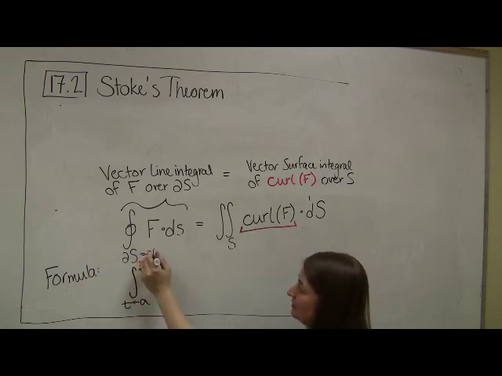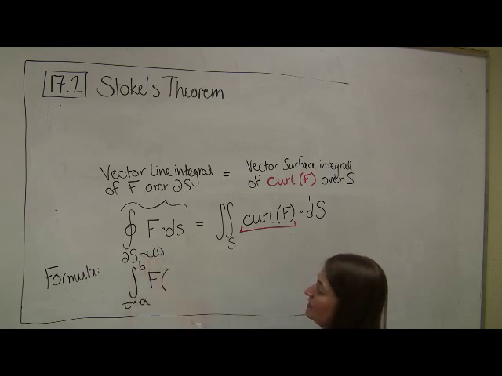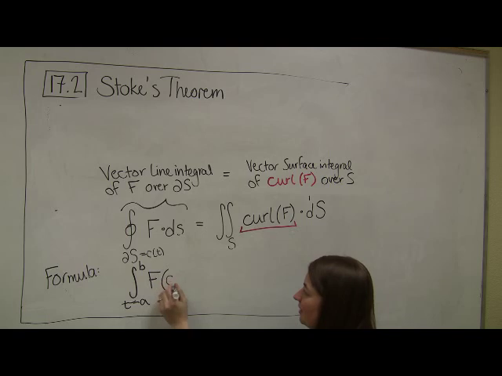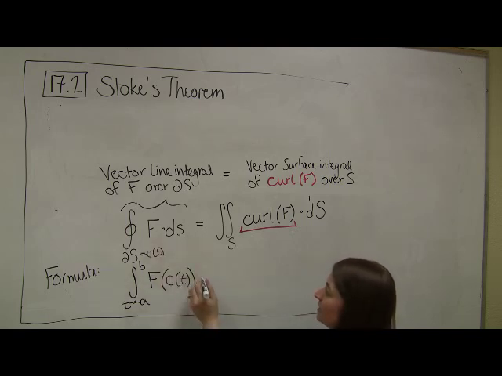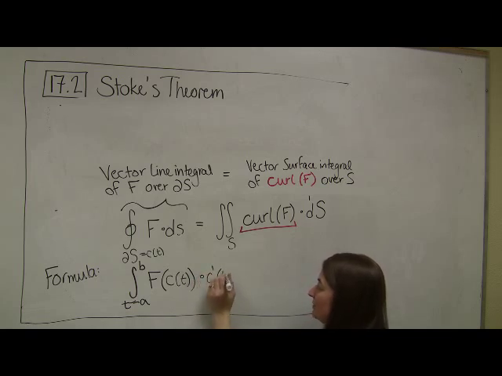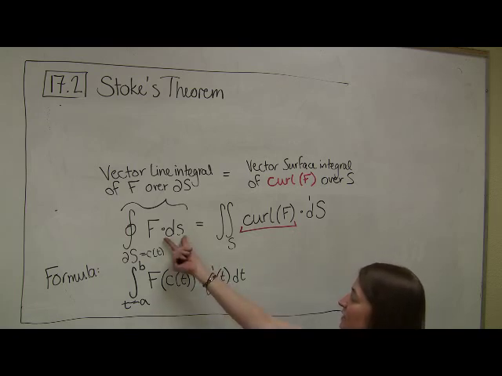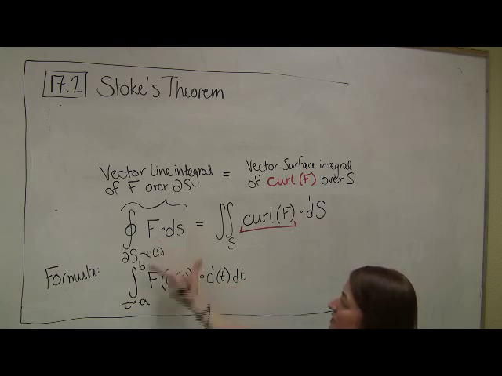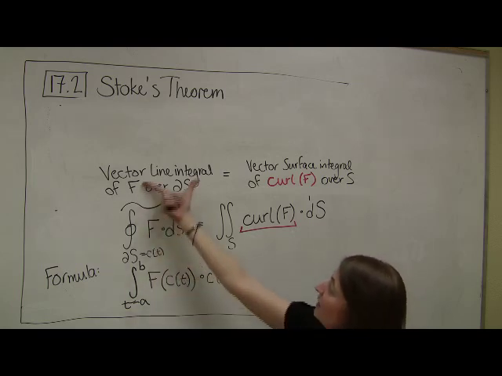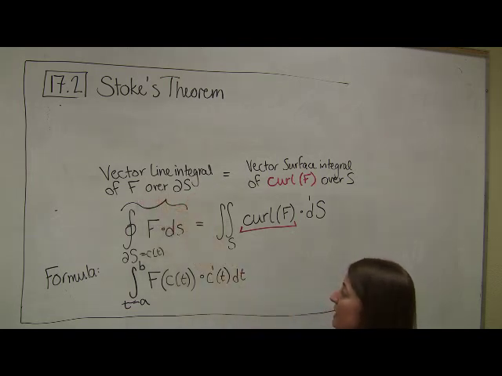in this case, I'm going to let my boundary of S be parameterized by some function c of t. This is a function c of t. So this is F of c of t. And how do we compute our line integral? We have to dot it with c prime of t dt. Recall, this is parameterized in terms of length. In order to parameterize it in terms of time, I need to compute this dot product. So this is my formula for computing this vector line integral of F over the boundary of S.